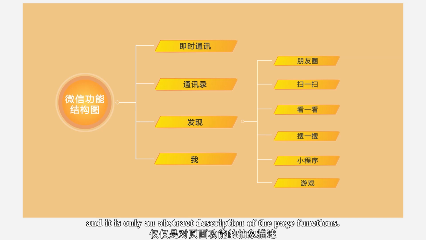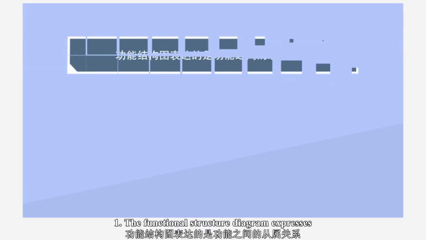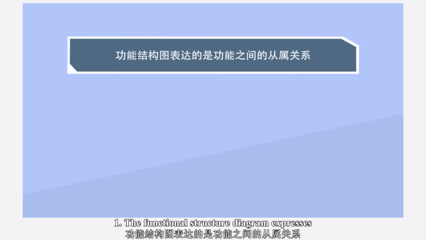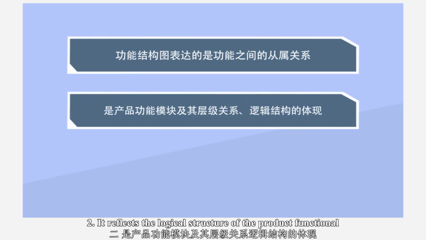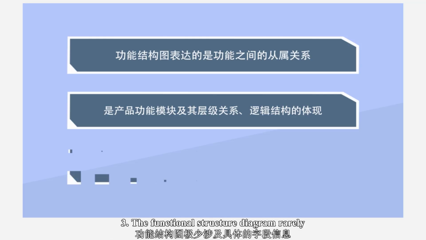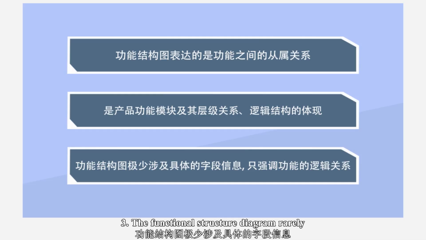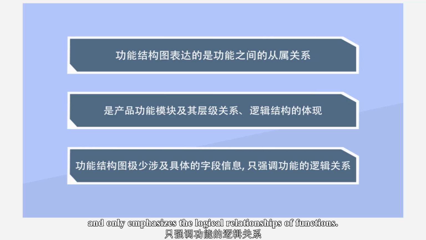of the page functions. From this definition, we can see: first, the functional structure diagram expresses the subordinate relationship between functions. Second, it reflects the logical structure of the product functional modules and their hierarchical relationships. Third, the functional structure diagram rarely involves specific field information and only emphasizes the logical relationships of functions.